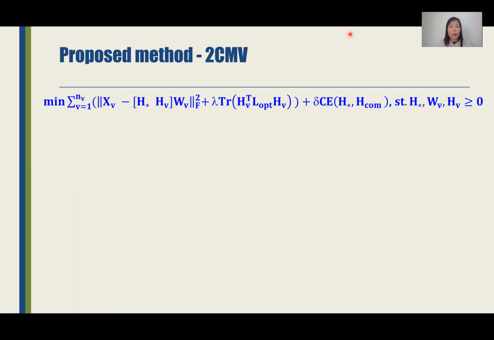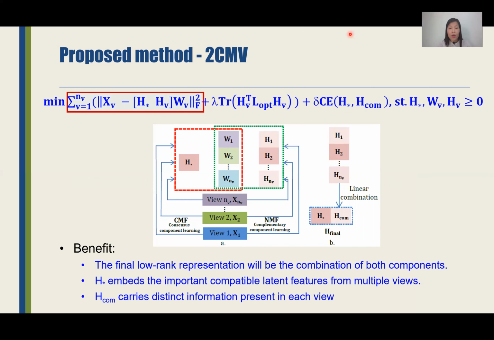For the first contribution, we proposed a two-component model as formulated in the first term of the objective function and illustrated in the figure. We can see that both NMF and CMF are utilized to factorize the input multi-view data. The NMF model will learn the low-rank representation HV on each view V, and this new HV will create HCOM, which is the complementary component. Simultaneously, the CMF model will help learn the consensus low-rank representation, which is H star. At the end, the final low-rank representation of the model will be the combination of both components as given in figure B.